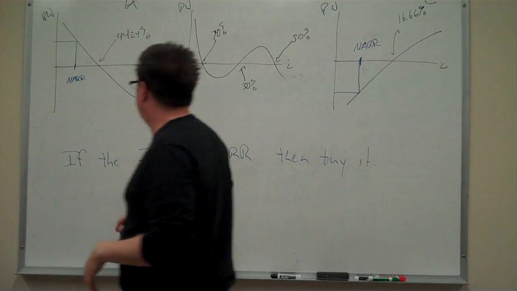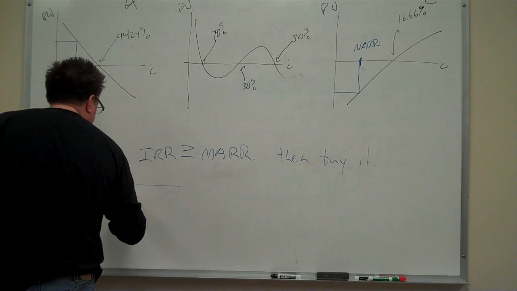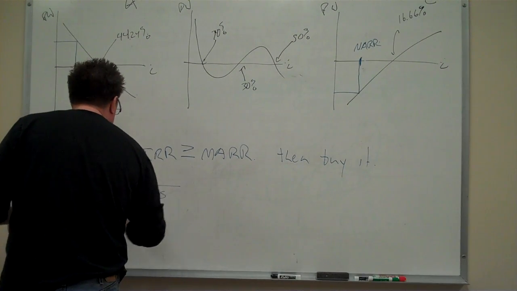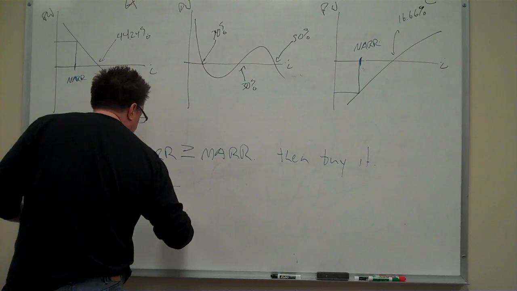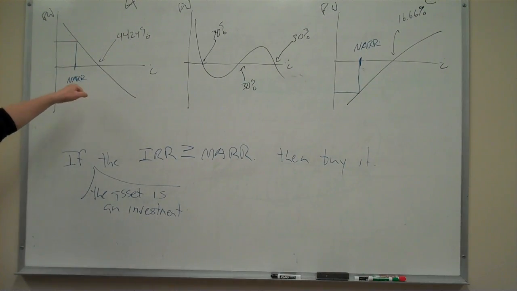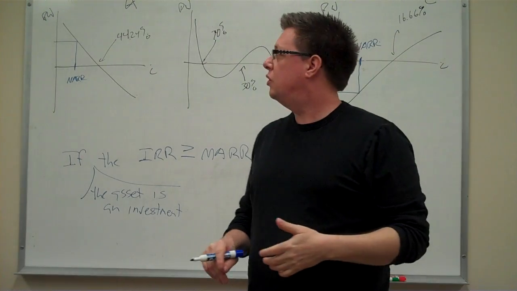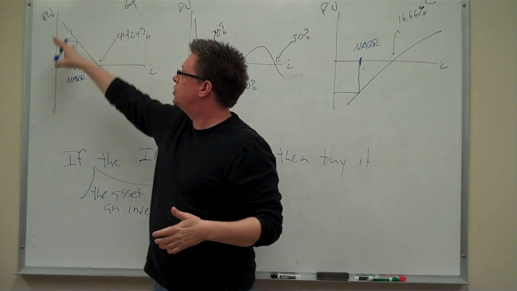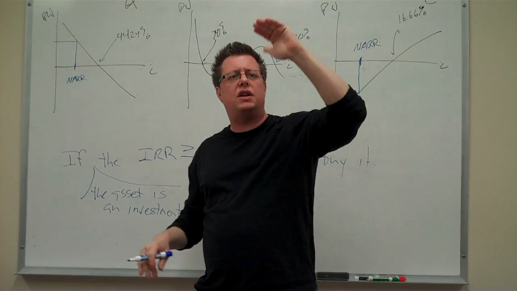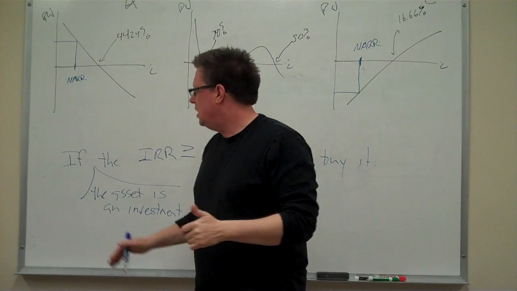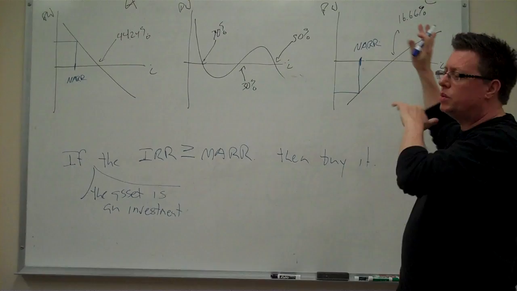And the qualification is that if the asset is an investment, meaning it's something like A, something where when the interest rate is zero, your present worth is positive. This is one that was like an investment. This is the one that cost you money, and then got you money. Then this rule works. The rule works backwards if it's something like this, which is a loan.